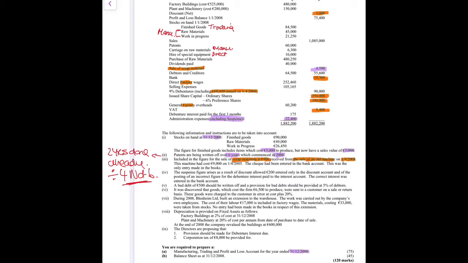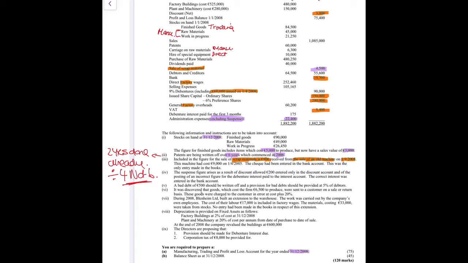This machine had cost us 9,000 euro on the 1st of the 4th 2005. And the cheque had been entered in the bank account. Okay, so we got the machine on the 1st of April 2005 and we sold it on the 1st of the 9th 2008. This was the only entry made in the book. So you're going to need to follow your 6 steps and I'll go through them further on in the video.